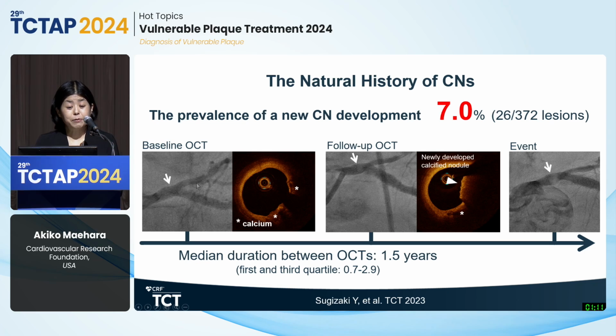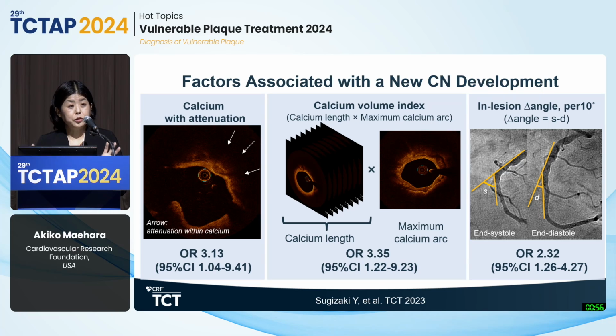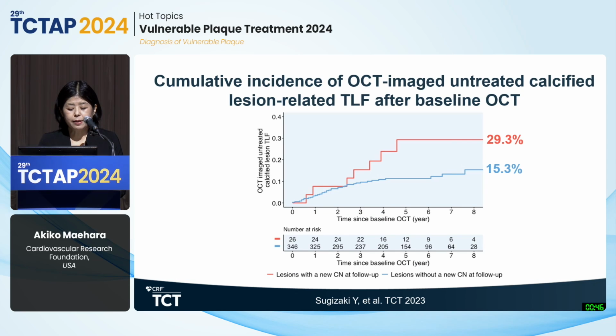So this is the baseline OCT, you see the calcified plaque. At the follow-up, you see the radiolucent area, and by OCT, we see the new development of the calcified nodule. At the event, you see the radiolucent opacity that's indicating the calcified nodule. And the predictors of calcified nodule development are large calcium and also calcium with attenuation, indicating immature calcium and high hinge motion movement. And if a new calcified nodule appears, they have a poor outcome compared to without.